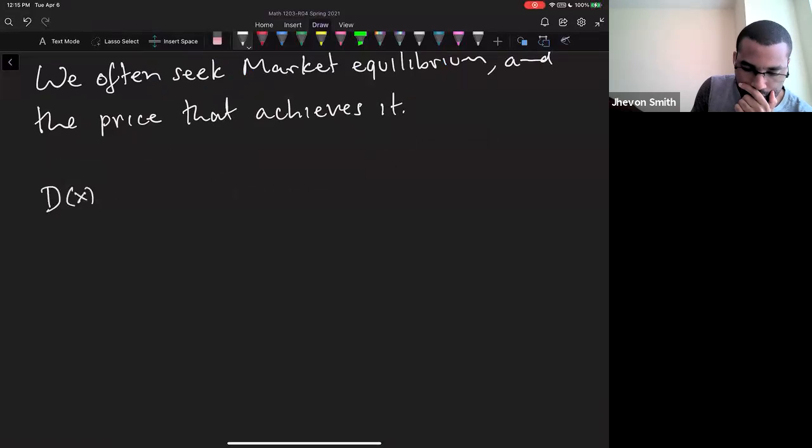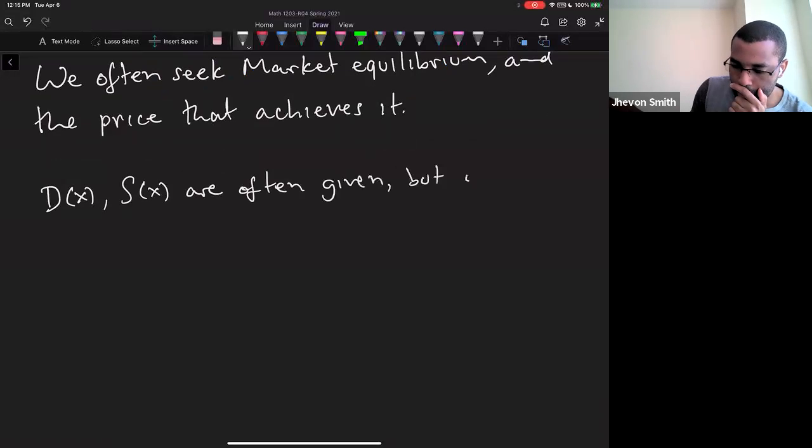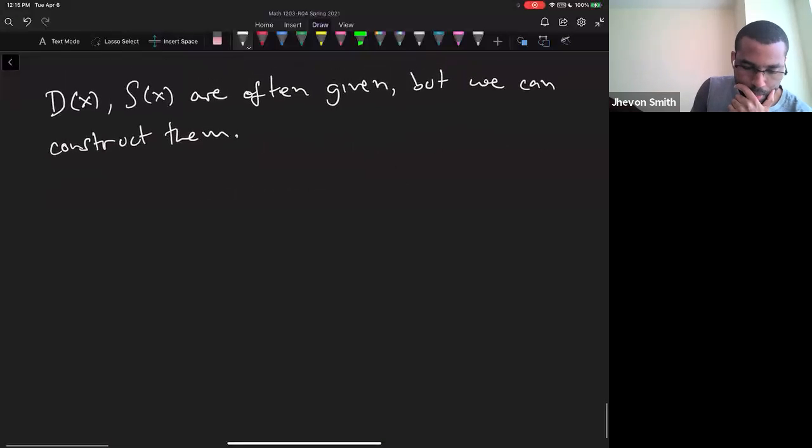D of x and S of x are often given, but we can construct them. In class, I can give you directions on what type of function to build.